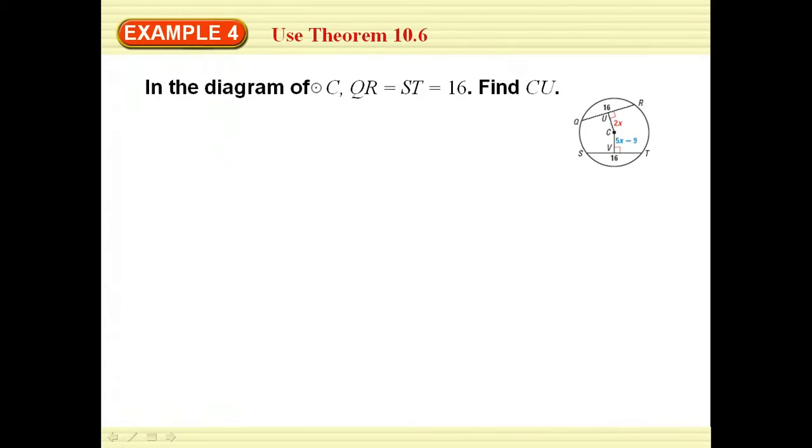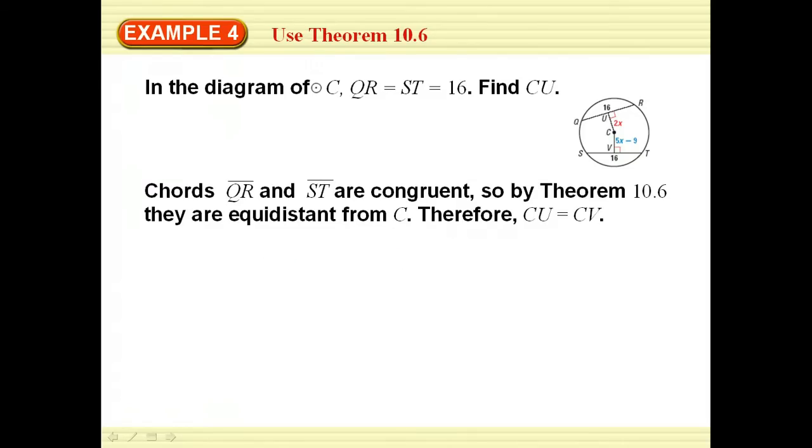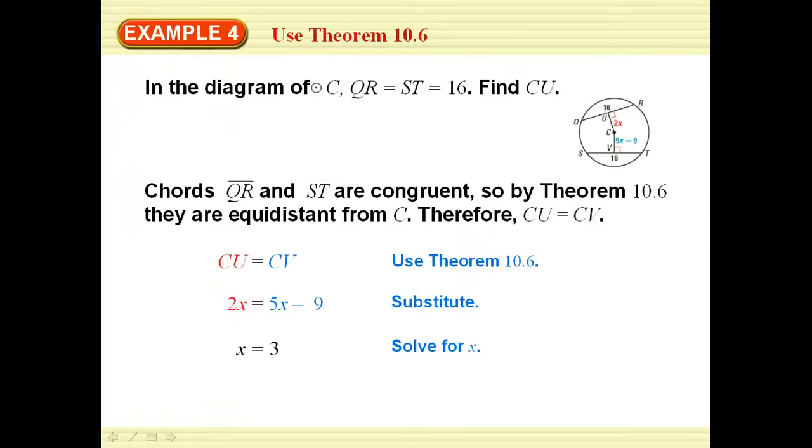In this diagram, I've got circle C. It says that QR is congruent to ST, and they're both 16. So find the distance from C to U. Now what we have is two congruent segments, and so if they're congruent segments, they must be equidistant from the center, and therefore I can set 2x equal to 5x minus 9. Simply solve the equation. x is 3, and so if I plug in, I can see that CU is 6.